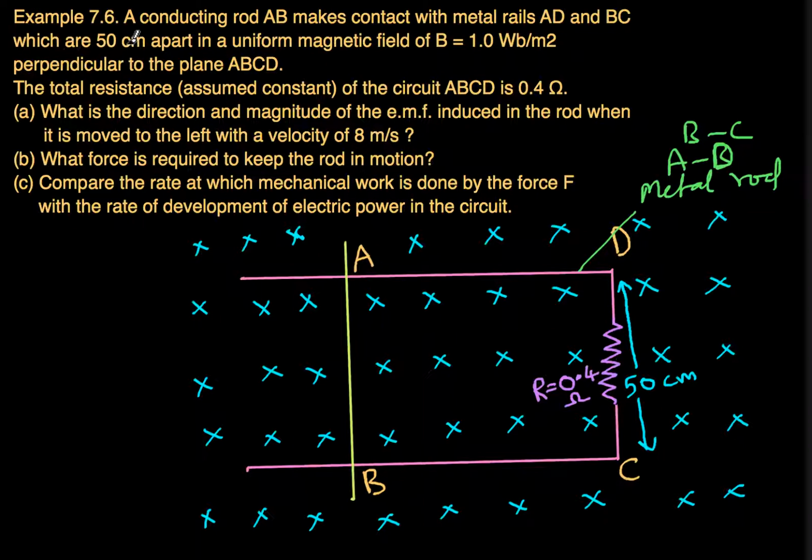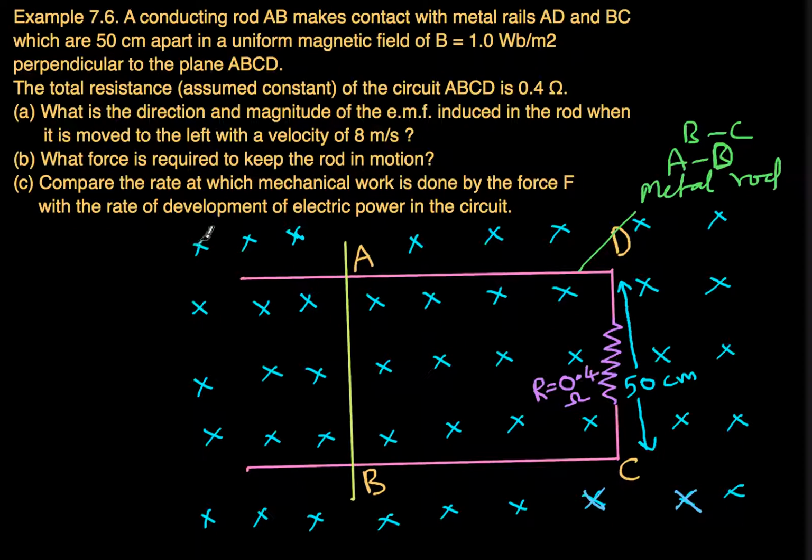They are 50 centimeters apart in a uniform magnetic field. So, what is the magnetic field? If you look at the cross marks here, it means that there is a uniform magnetic field. Imagine that this A, B, C, D forms a plane, that is the screen of your monitor, or the page of the book, and the magnetic field is entering into the book perpendicularly into the plane of ABCD. That is the direction of the magnetic field.